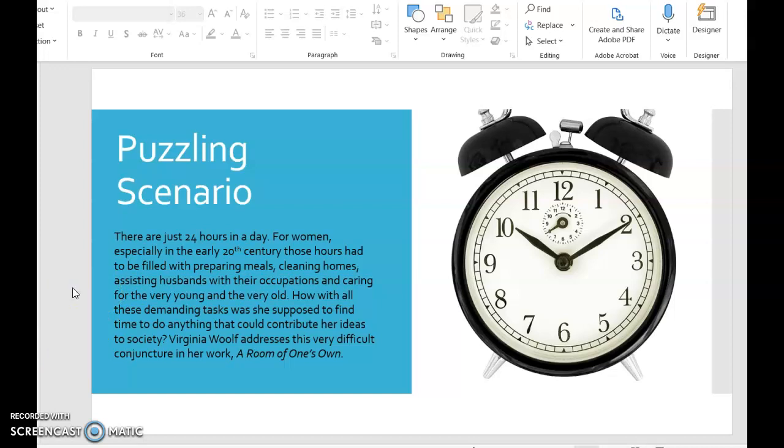Puzzling scenario, the easy one for this is just, women are limited, and Virginia Woolf's going to talk about that in her book, right?